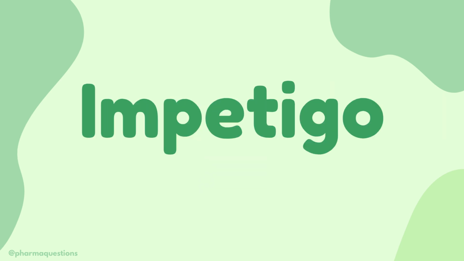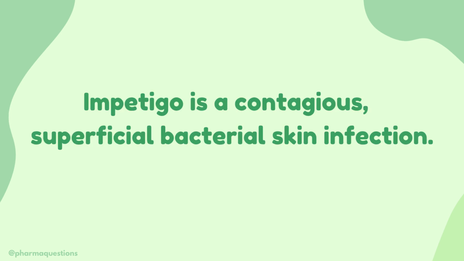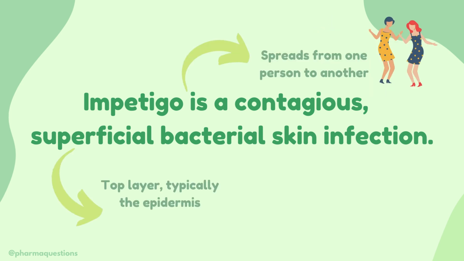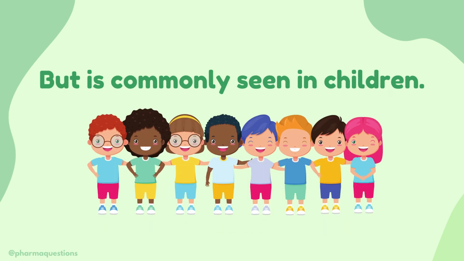In this video, we'll be taking a look at the skin condition impetigo. So, what is impetigo? Impetigo is a contagious superficial bacterial skin infection. Contagious meaning it can spread from one person to another, and superficial meaning it typically affects the top layer of the skin, the epidermis. While impetigo can affect all age groups, it is most commonly seen in young children.